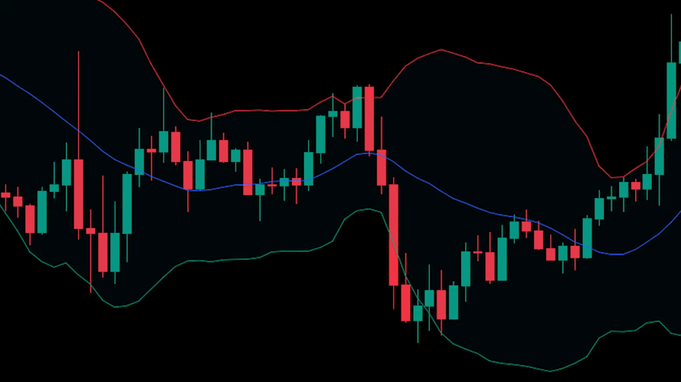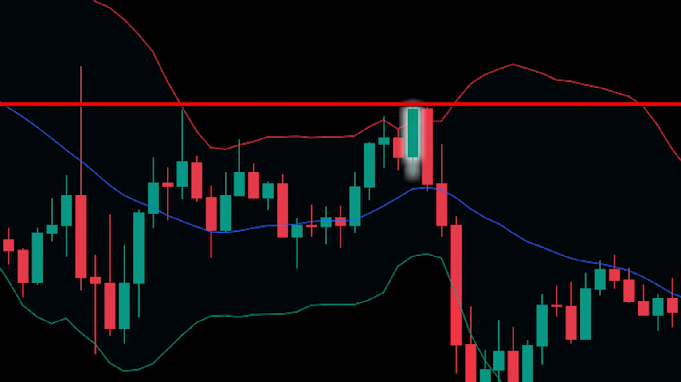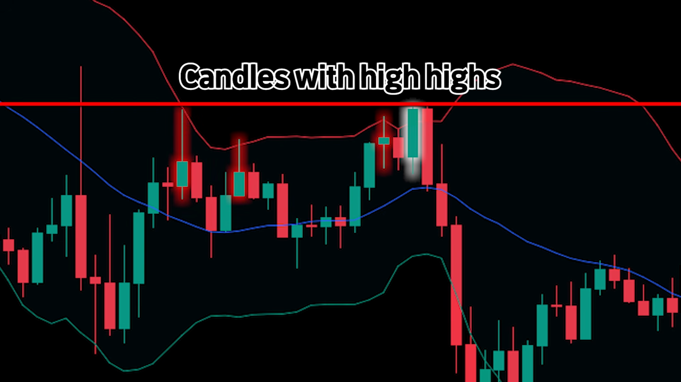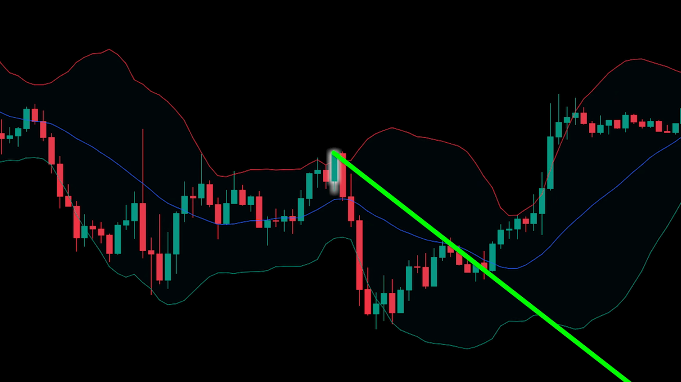One more point. Candle 1 must be the candle that touched the upper band at the highest point. If multiple candles lightly touched the upper band, designate only the one with the highest high as Candle 1. A clear reference point is essential for drawing an accurate trend line.